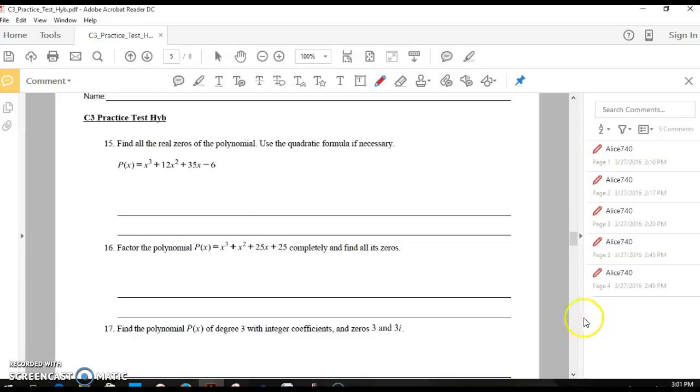This is the last part for the Chapter 3 review test, Part 3, and we're picking up at number 15, which says find all the real zeros. So when you have something that looks like this, sometimes, like we'll see in number 16, you can do a factor by grouping and cut this down a little bit. But this one doesn't look like we're going to be able to do any factor by grouping.